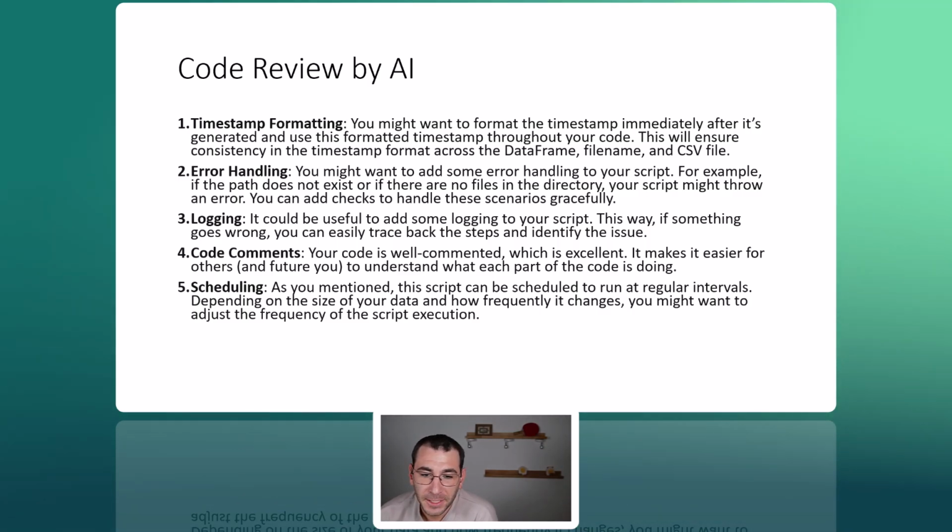So one last thing. I pasted this code into AI and asked for a review to see what can be improved. Just an idea of something you can maybe do in the future as well. So definitely it mentioned that the timestamp formatting is a bit of a mess. There's no error handling, so we definitely could add that to the code. There's no logging. The code comments are fine, but the scheduling could also be added so that it runs on regular intervals.